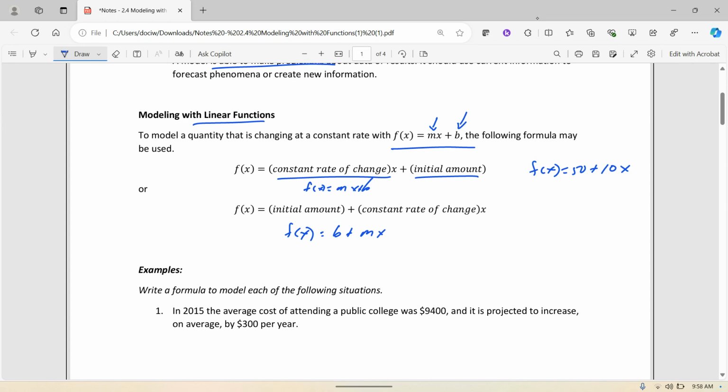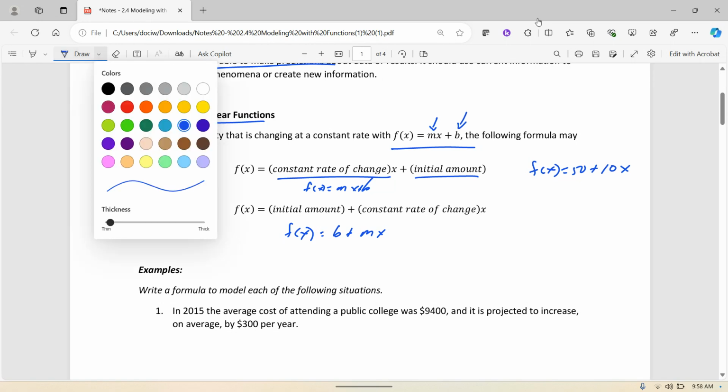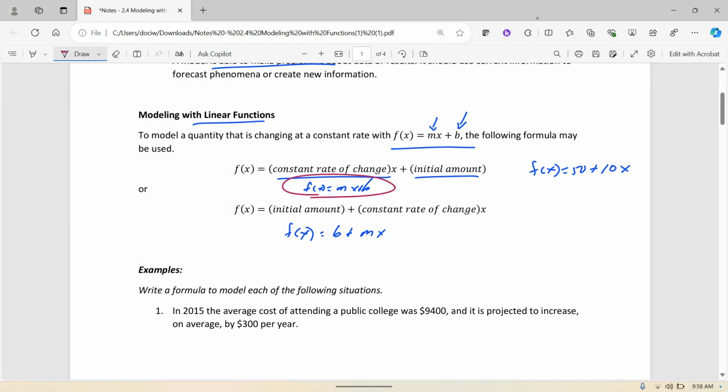So if x is 0, after 0 weeks, you have $50. If x is 2, that means that you've added $10 for 2 weeks, and you would now have $70. So whether you write that function in the form f of x equals mx plus b, or f of x equals b plus mx, it really doesn't make any difference.